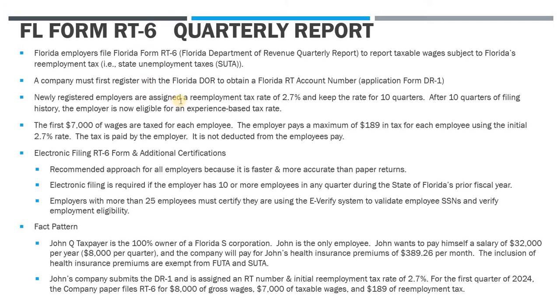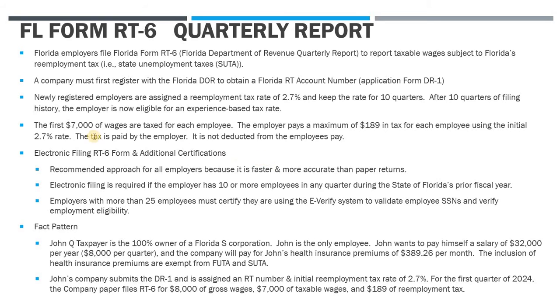Now, before you file the RT-6, you have to register with the Department of Revenue. So registration does two things. It first assigns you an RT account number, so this is kind of like a tax ID number that's reported on the filing, and it also assigns the new reemployment tax rate. So if you're a newly registered employer, the rate that you start off paying is 2.7% on those taxable wages, and you keep this rate for 10 quarters. Now after 10 quarters of history, the employer is now going to be eligible for an experience-based rate, which might be higher or lower than this initial 2.7.